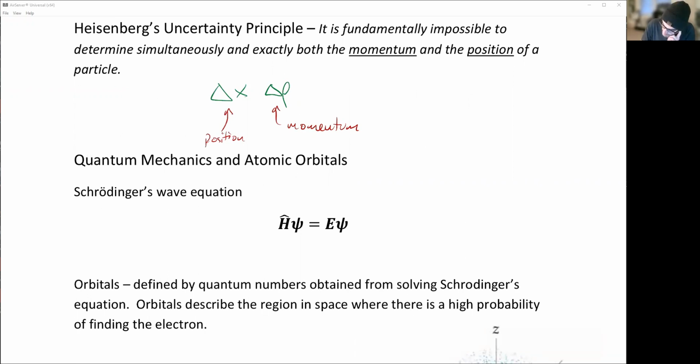So the uncertainty in position times the uncertainty in momentum is greater than or equal to h bar over 2, where h bar is equal to h over 2 pi. It's Planck's constant divided by 2 pi.